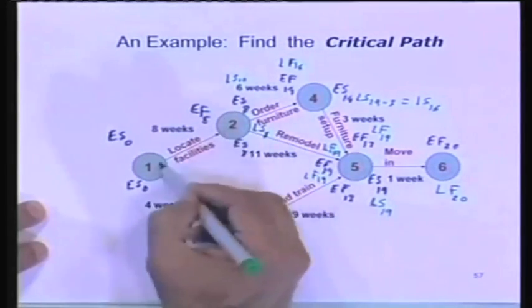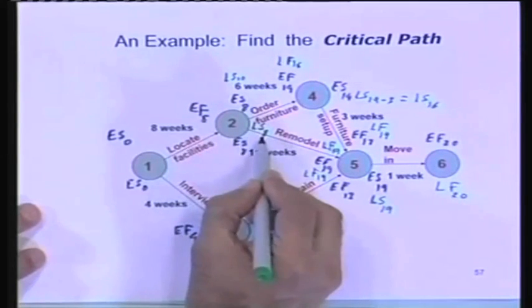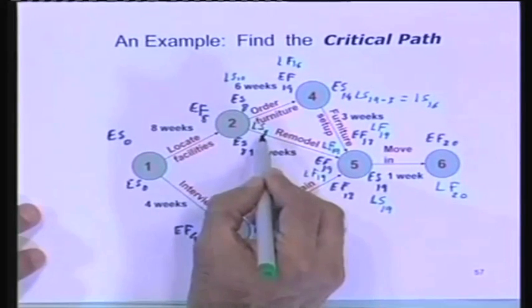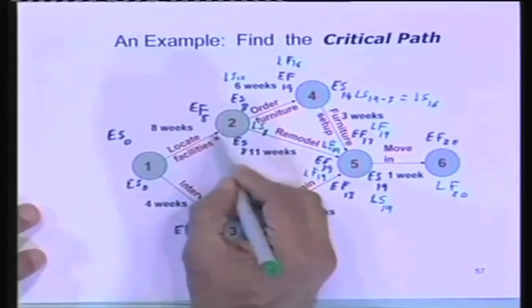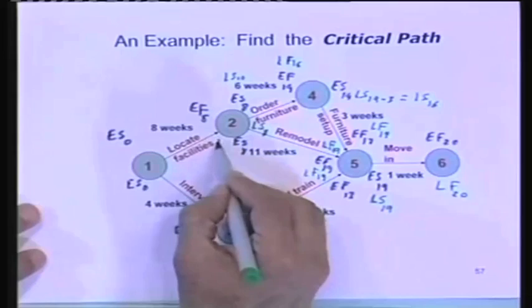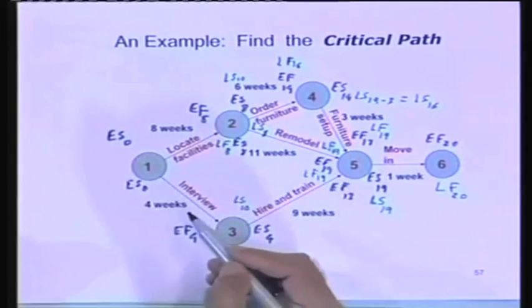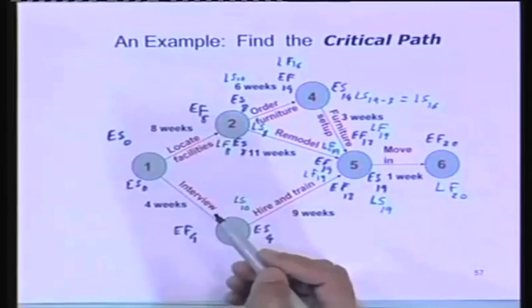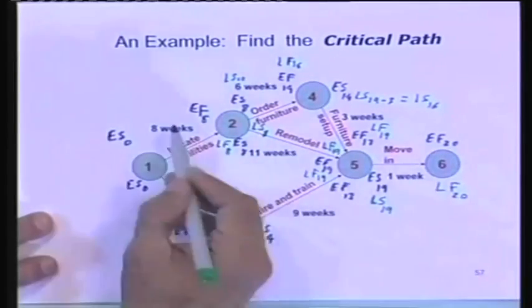But look at this one now. This is the tricky one. The latest start is 8. I can't delay it anymore. When do you think this task should finish? 8. So the latest finish for this is going to be 8. Let's debate this a little bit. Suppose I finished in 10 weeks. I took 10 weeks to get to this point. What would happen down the road?